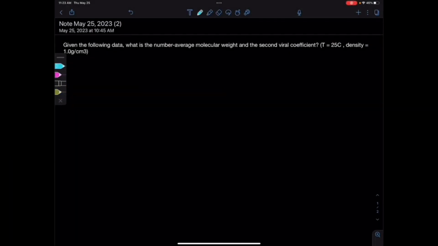Given the following data, what is the number average molecular weight and the second virial coefficient? T is 25 centigrade and density is 1.0 gram per centimeter cube. So first we draw a best fit straight line through the points. I've done that, and then we pick 2 points on the straight line to find the slope.